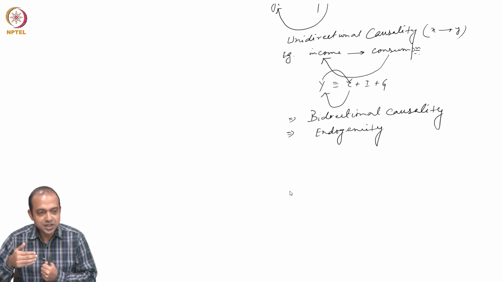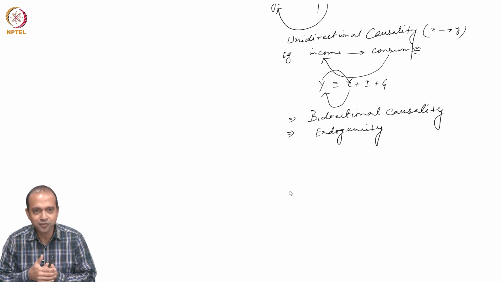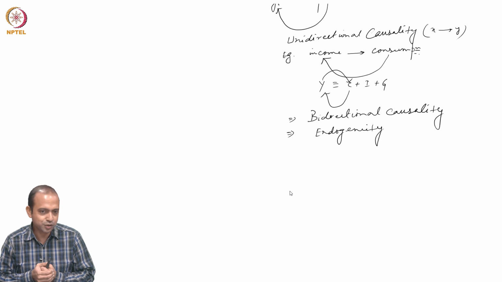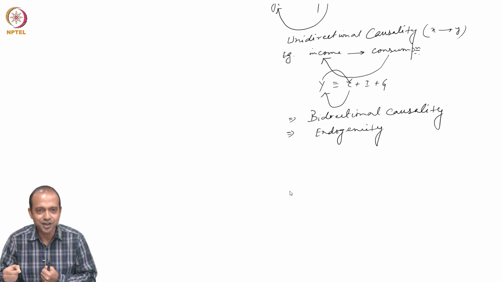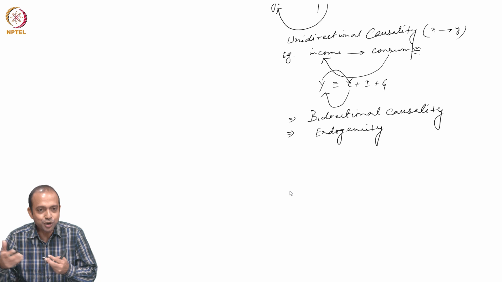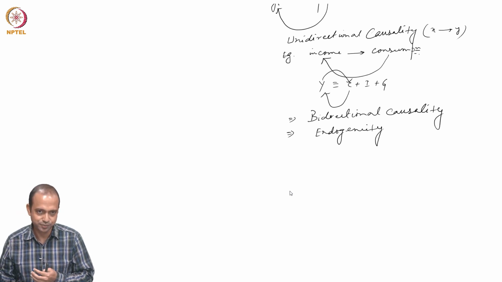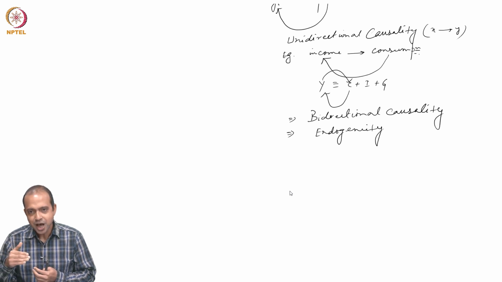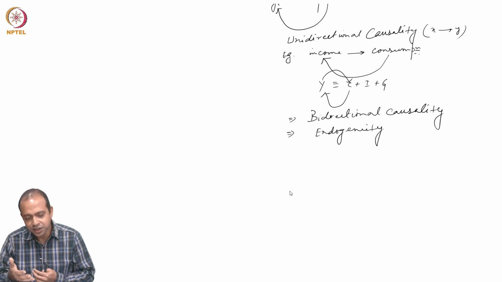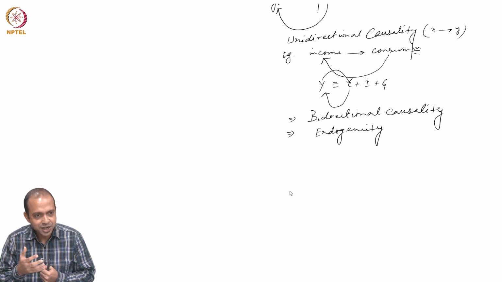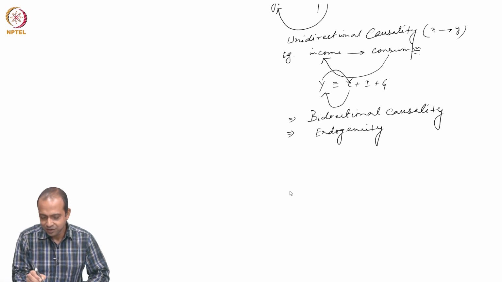So, we need to first identify the demand function, because demand and supply both are a function of price, right? Unless we identify which equation we are estimating, we do not know at the end of the day whether we have estimated the demand function or the supply function. So, that is why identification comes first in case of a simultaneous equation model. So, we will discuss then how to identify an equation.